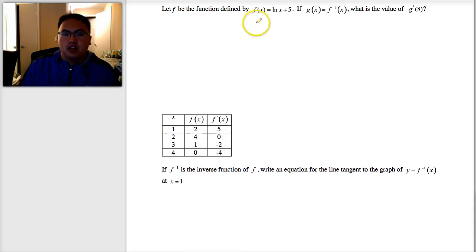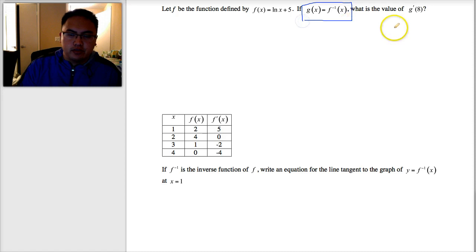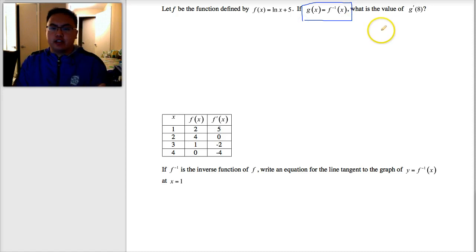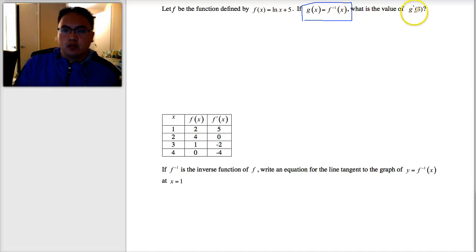Okay. In this question, it says, let f be the function f of x equals ln x plus 5. If g of x equals f inverse of x, again, they're inverses of each other. That's just a declaration that these are inverse problems. What is the value of g prime of 8? Okay, so what do I know? What's a and what's b?